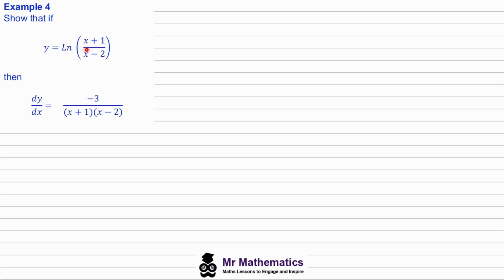We can split this log up using the division rule. So y will be the natural log of x plus 1 minus the natural log of x minus 2. So dy by dx will be 1 over x plus 1. When you differentiate this in a function, we just get 1, minus 1 over x minus 2. Again, when you differentiate this in a function, we just get 1.